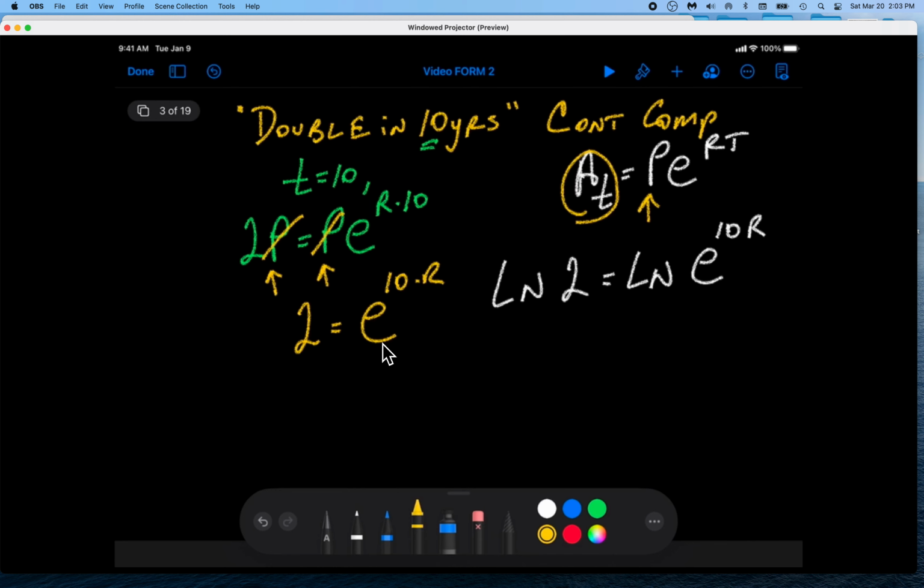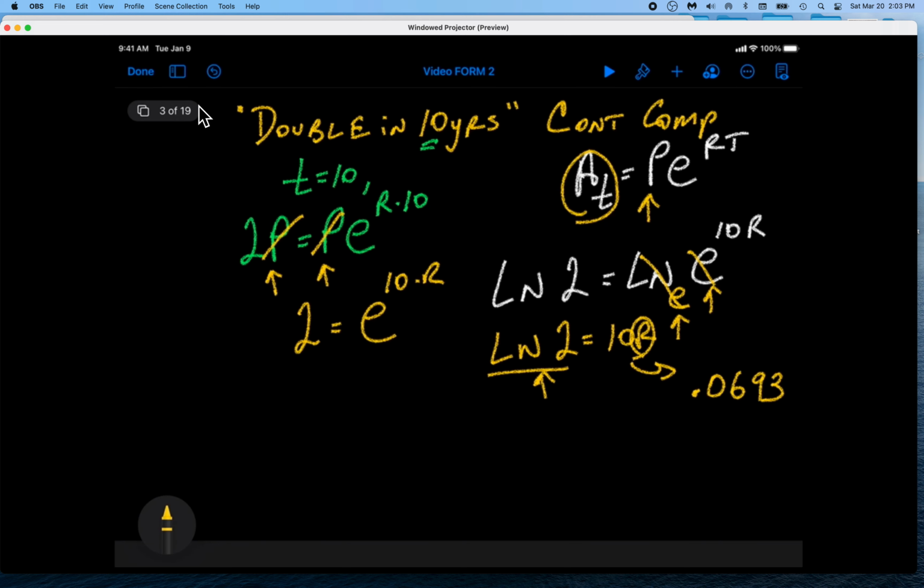It's because this is a base e, and whenever the base of the log matches the base in the argument, they cancel out. So now we are left with natural log of 2 equals 10r. So this we punch into a calculator, we divide by 10, and our final rate is going to be 0.0693.